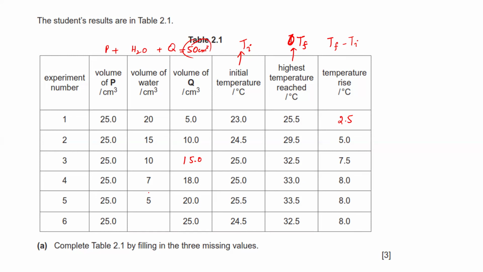So this is then 7 centimeter cube of water, 18. The temperature is 8, 25, 5, 20. This 25, 25, so 0. So part 8 says complete the table by filling the three missing values. So we have filled in the values over here: 0, 15.0, 2.5.